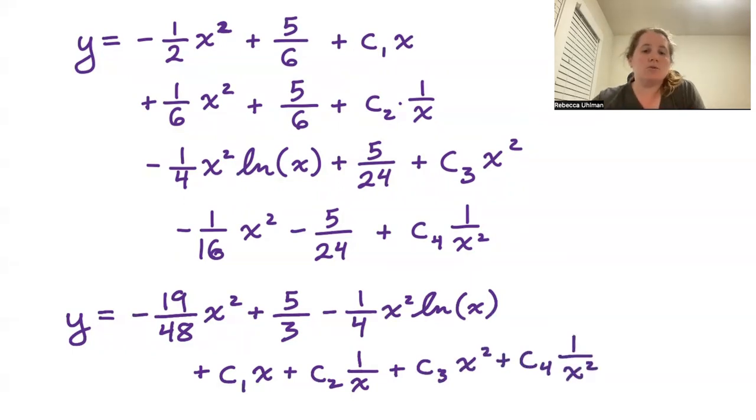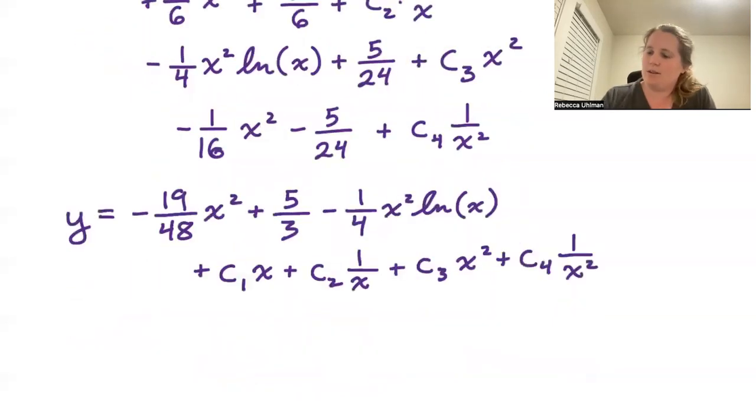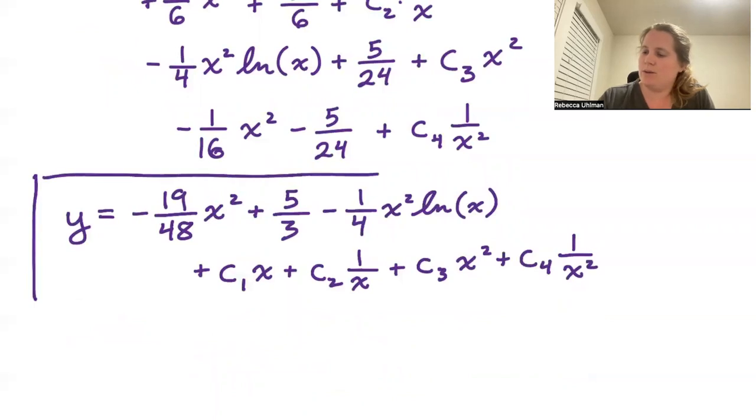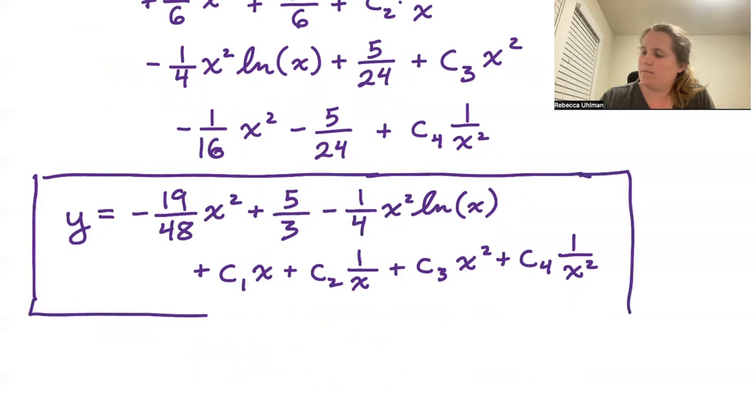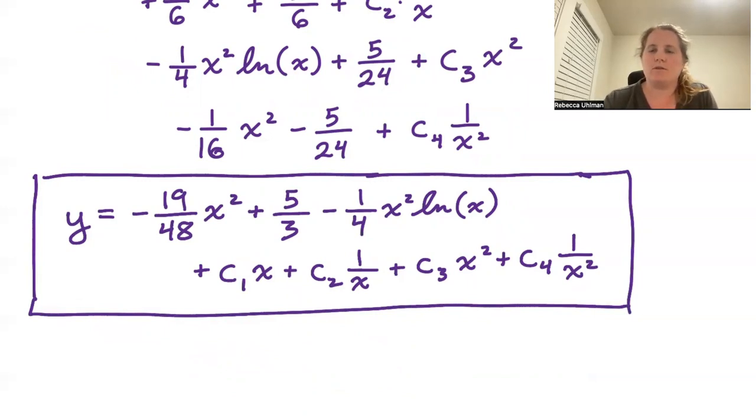So again, assuming I did not make any arithmetic errors in the process, which is always possible when I'm doing math out loud, this would be our general solution. So this is variation of parameters for a fourth order differential equation.